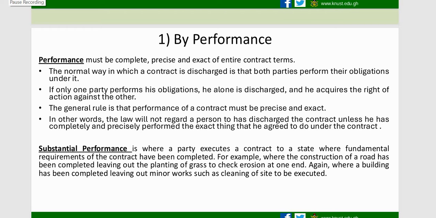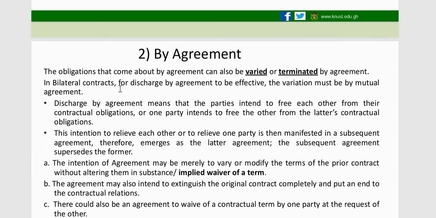Okay, if I don't plant any grass alongside the road or whatever, yes, I'm not entitled for any liability or any minor work. Okay, so all that you are going to do is to pay me in full. Yes, that is substantial performance. So when you are able to execute the core duty, that is substantial.